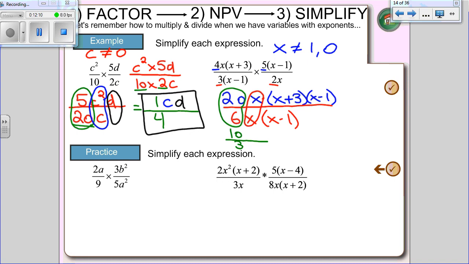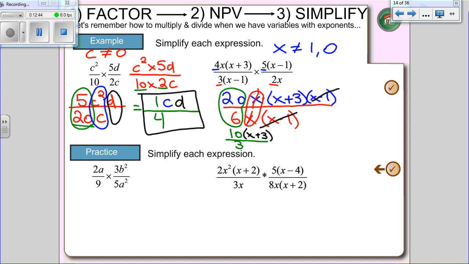Then I check my x plus 3. Does it have any x plus 3 on the bottom it can cancel with? No, and remember when it's in brackets, that's like an entire package, right? Packages can only cancel with other packages. My next package I have is x minus 1. Is there an x minus 1 on the bottom I can cancel with? In this case, there is. So the only thing left is the x plus 3 on the top. So I have 10 times x plus 3, all divided by 3.